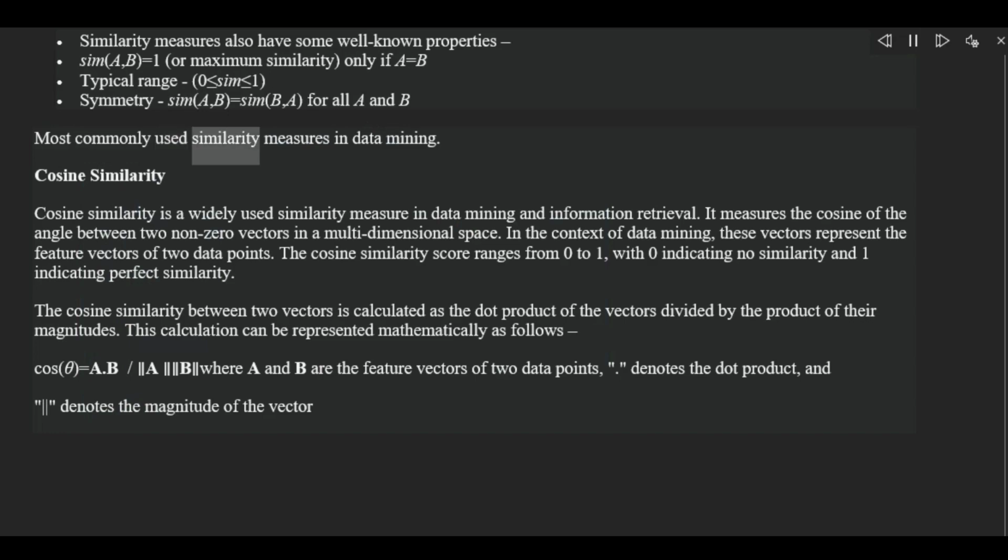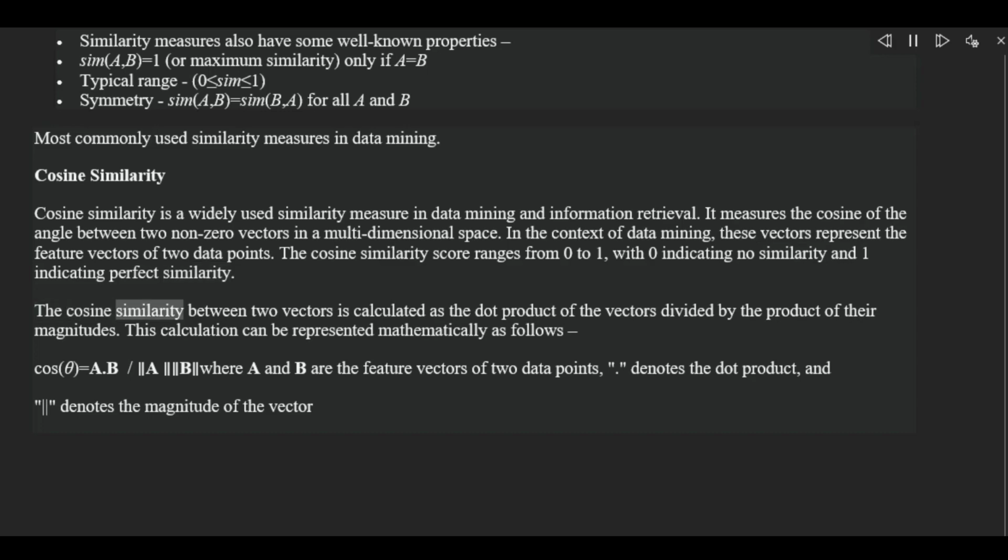Most commonly used similarity measures in data mining. Cosine similarity. Cosine similarity is a widely used similarity measure in data mining and information retrieval. It measures the cosine of the angle between two non-zero vectors in a multidimensional space. In the context of data mining, these vectors represent the feature vectors of two data points. The cosine similarity score ranges from 0 to 1, with 0 indicating no similarity and 1 indicating perfect similarity.